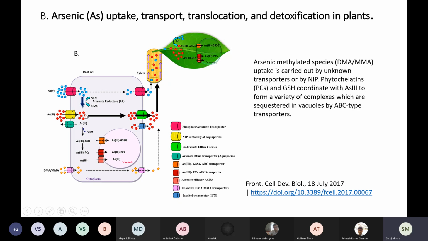So I hope this part is very clear to everybody. Yes, ma'am. So you are accepting electrons, so obviously something is giving out electrons. That is the reduced glutathione. This is the oxidized form now, and this is the reduced form of arsenic.